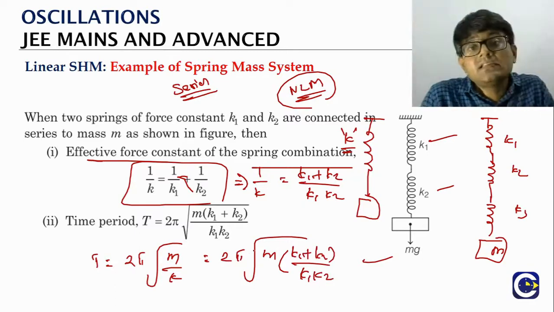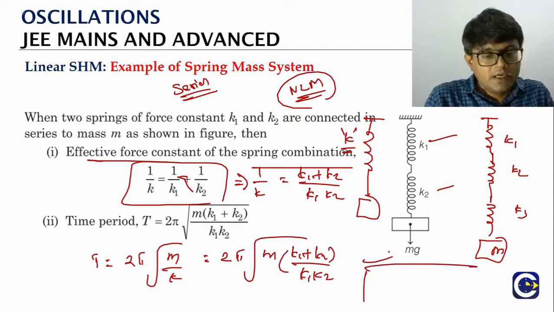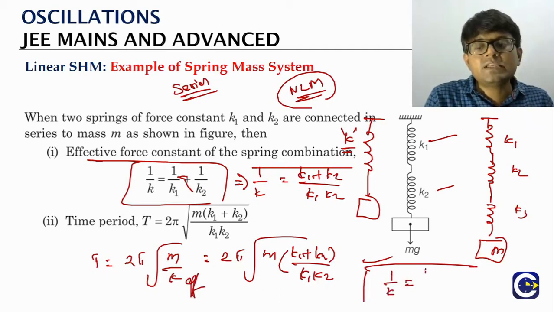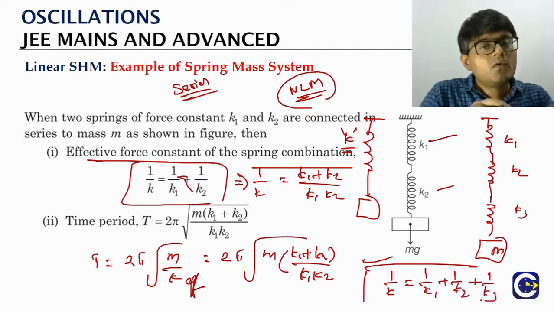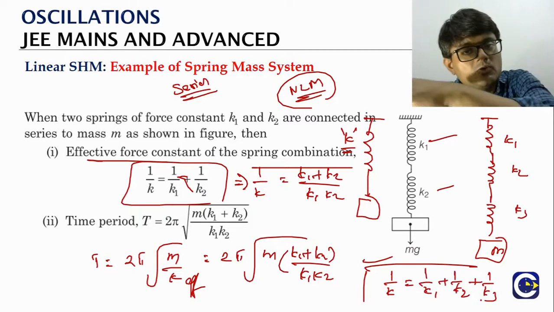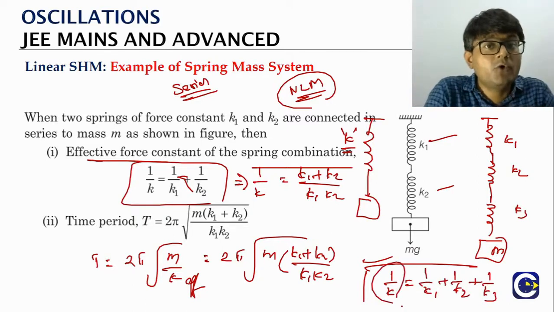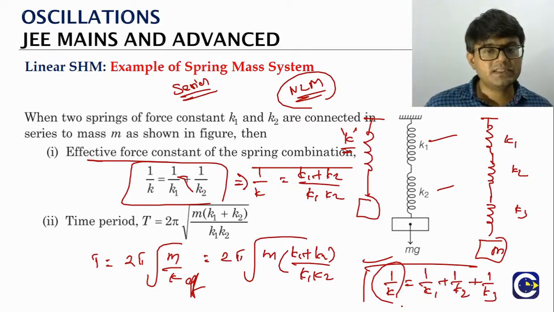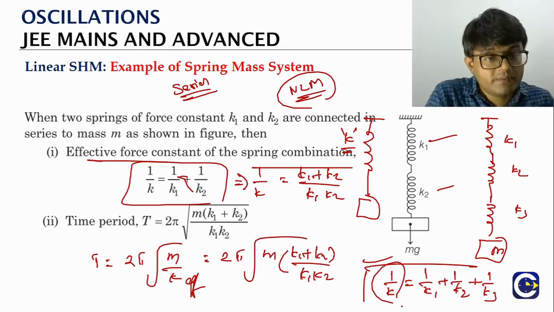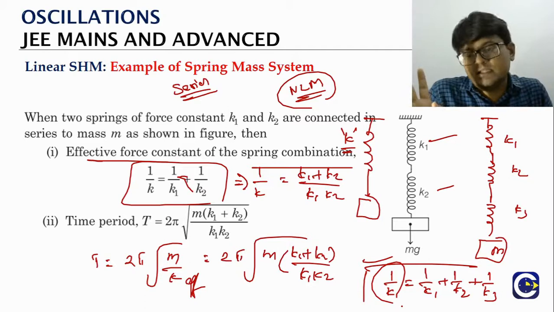If you have 3 springs in series, the final formula is 2 pi root m by the K effective. With 3 springs, the effective spring constant relation is 1 by K is equal to 1 by K1 plus 1 by K2 plus 1 by K3. From here we will get the effective spring constant. If you have 4 springs in series, 1 by K is equal to 1 by K1 plus 1 by K2 plus 1 by K3 plus 1 by K4. From there we will get the K effective. We just have to put the K effective in the formula, that's it.